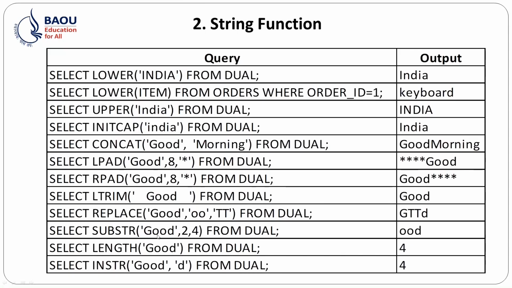Now substring. Substring means from good, the second character to the fourth character is fetched. In substring good, 2 means the second character. 2, 3 and 4 are displayed from the string. Length means the number of characters. Good is a 4 character string. Now in the string, D is in the 4th position. So in the string the D position is returned. So this one is the 4th position.